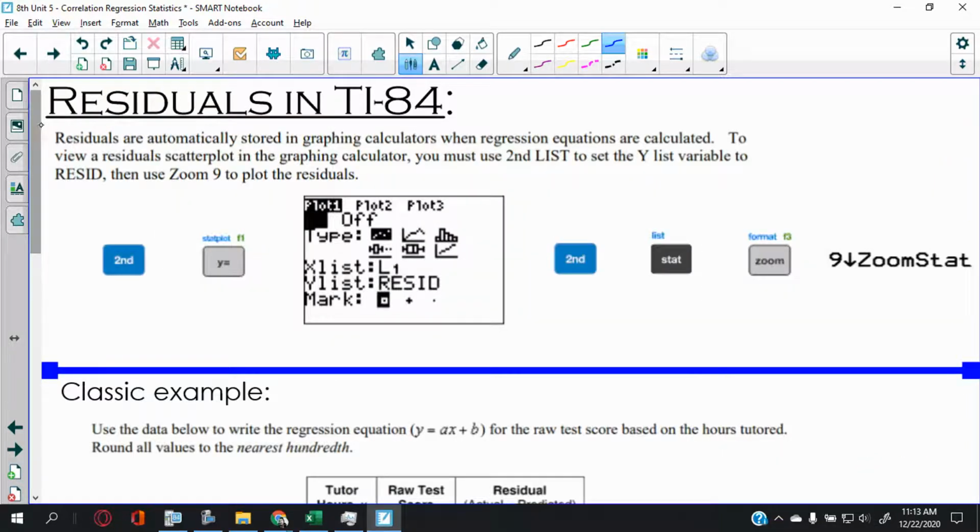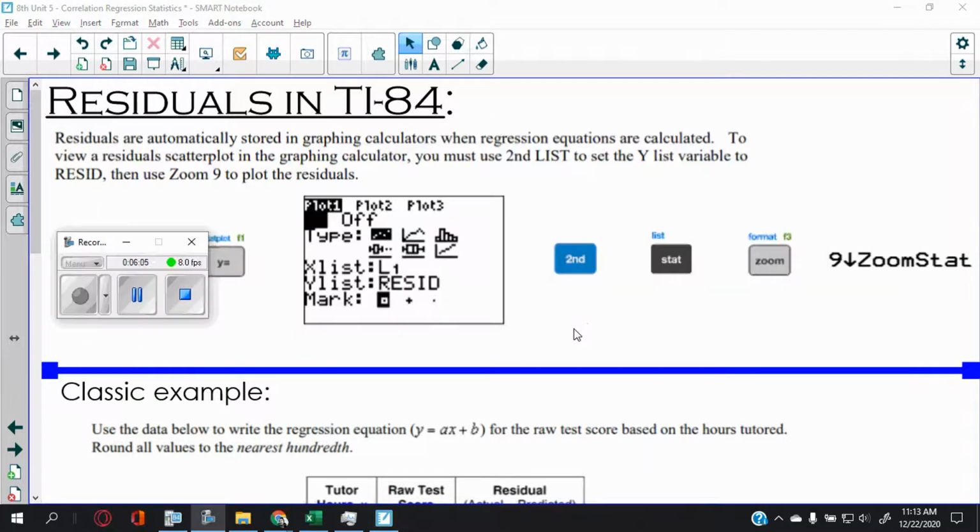All right, so look, this is how you do it in the graphing calculator. Let me go to the graphing calculator and show you.